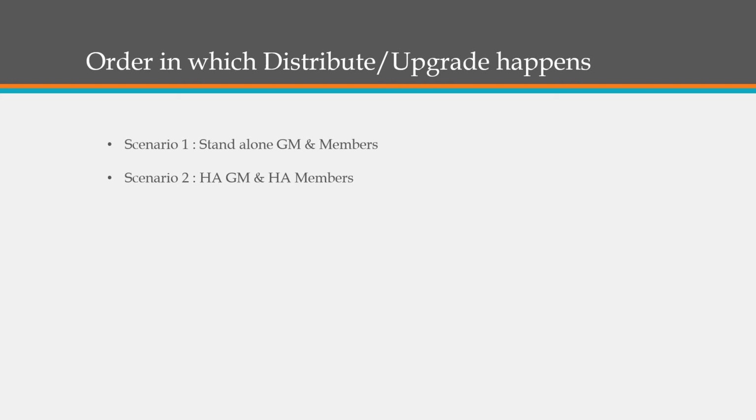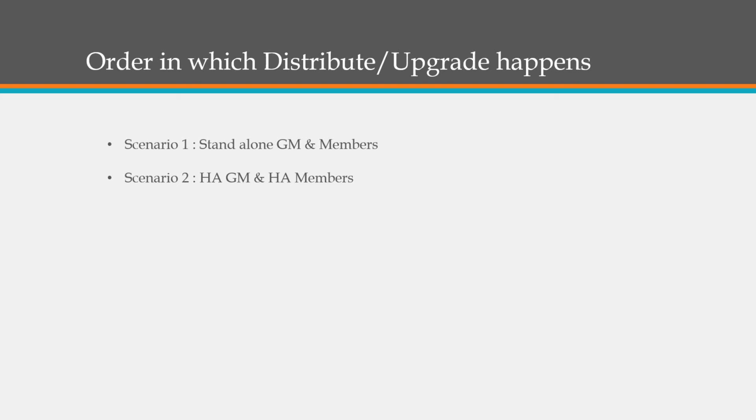It depends on what you have configured on the default upgrade group. So scenario one is pretty simple, I just included that scenario. But scenario two is where we have the grid master and the members both configured in HA. And even if this second scenario has members which are standalone, then it would be similar to what we saw in scenario 1.